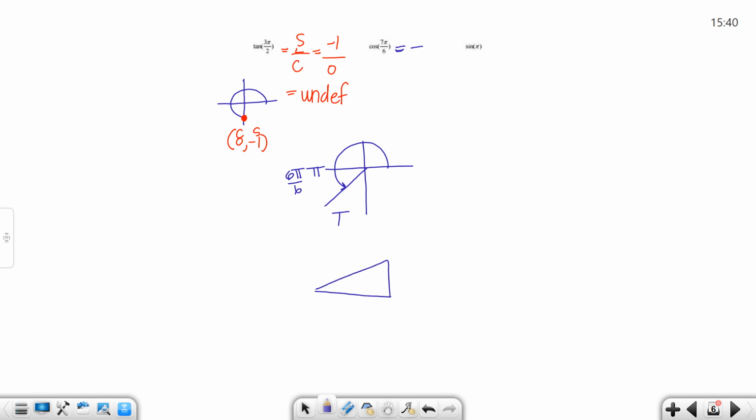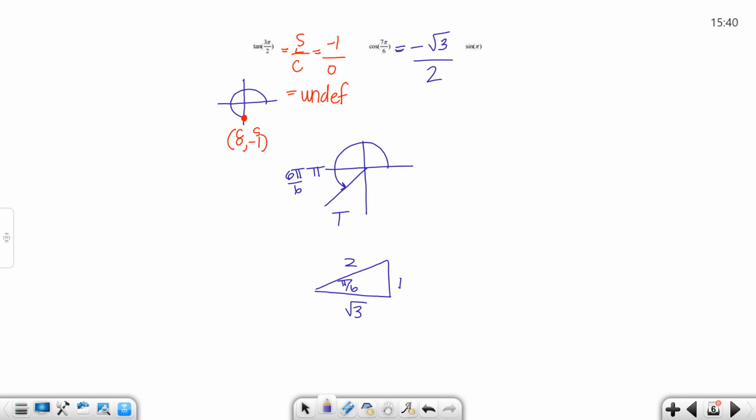Okay, I don't have my reference angles pulled up, so I'll just draw it out really fast. Pi over 6 is 30 degrees, 1, 2, and the square root of 3. So when we get ready to do this one, cosine is adjacent over hypotenuse. Adjacent over hypotenuse. And that's what that one would look like.